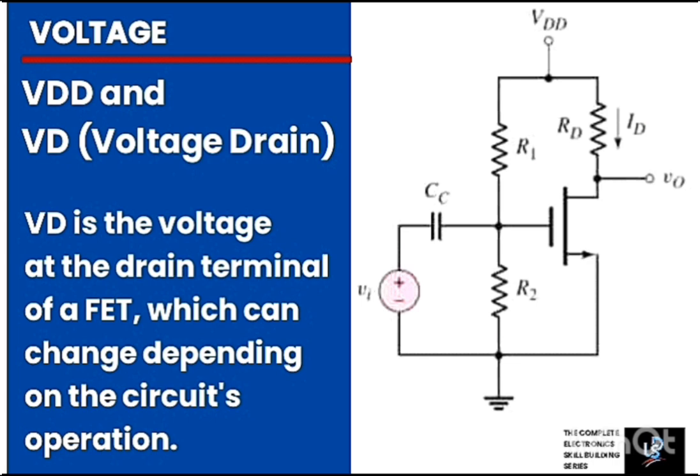VDD and VD are related but distinct concepts in electronics. VD, voltage drain, is the voltage at the drain terminal of a MOSFET, which can change depending on the circuit's operation. In some circuits, voltage drain VD appears, telling you that the voltage at that point is not fixed.